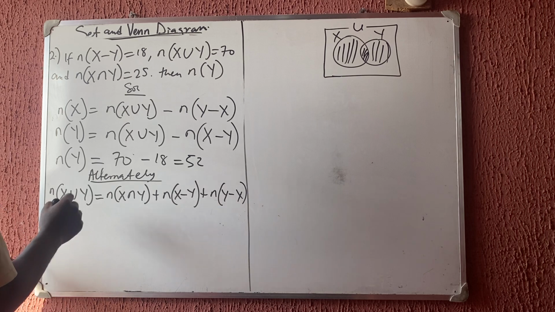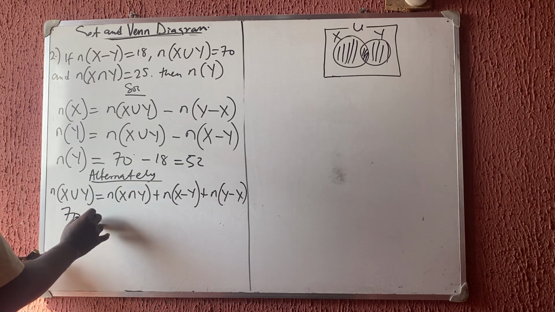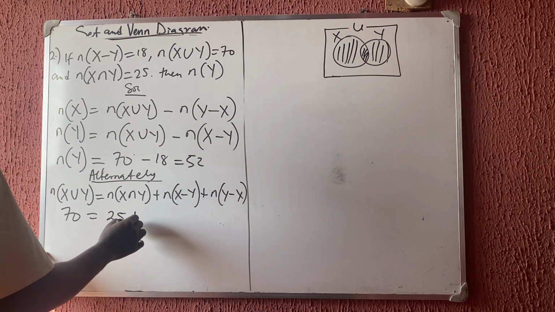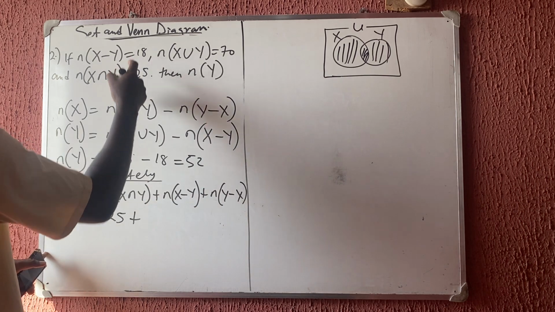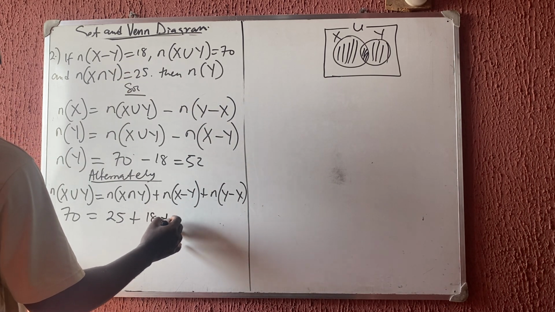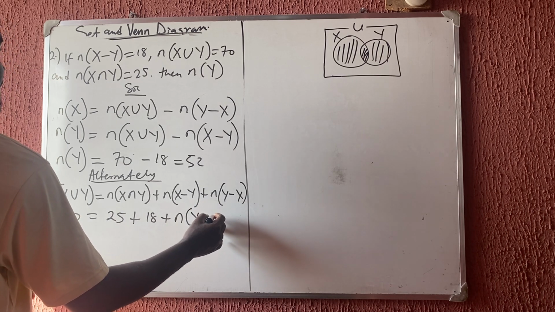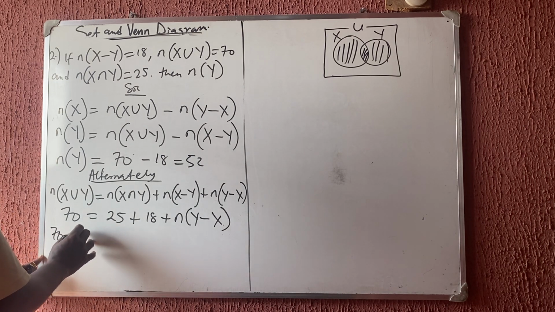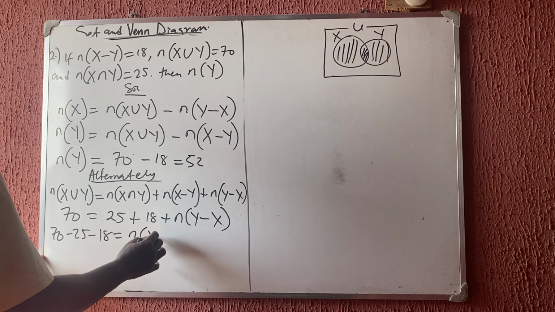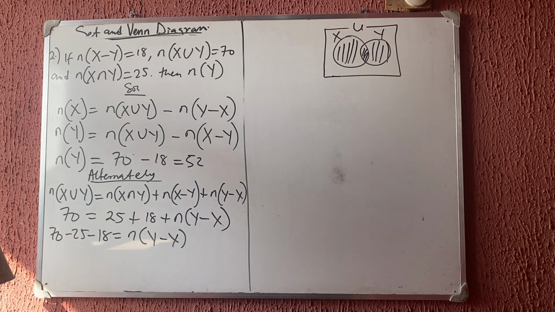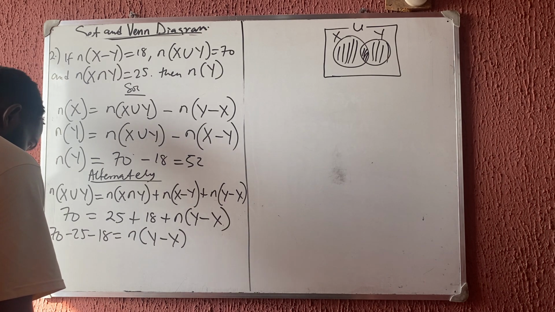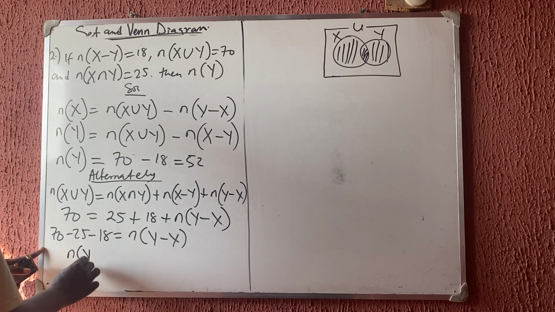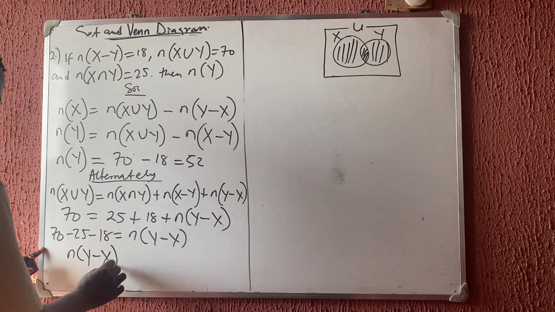If you now put it here, 70 is equal to the number of x intersection y, which is 25, plus this one, which is 18, plus the number of y minus x. So if I collect terms, 70 minus 25 minus 18 is equal to the number of y minus x. If you do that, you're going to have 70 minus 18 minus 25, which is 27. So the number of y minus x is equal to 27.